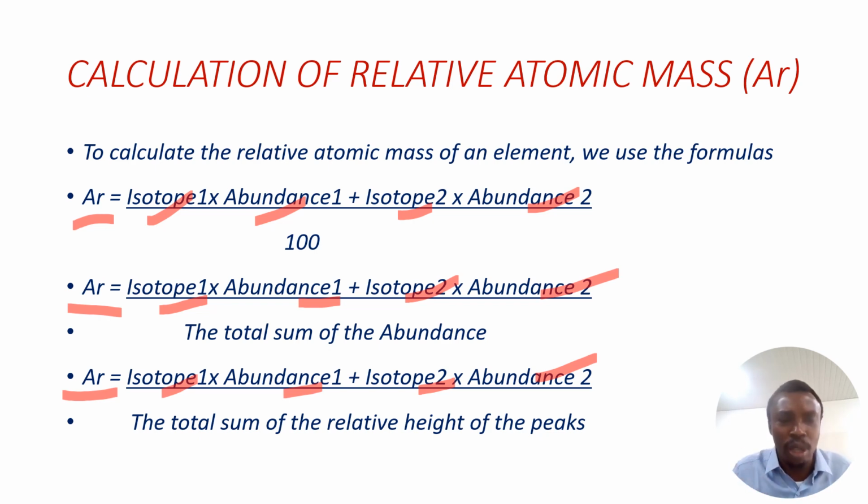So you say isotope 1 times abundance 1 plus isotope 2 times abundance 2 plus isotope 3 times abundance 3 plus isotope 4 times abundance 4 plus isotope 5 times abundance 5 divided by what? The total sum of the relative height of the peak, or the total sum of the abundance. Once you use the formula correctly, you get your right answer. All you have to do is to interpret the mass spectrum very, very well. You get the abundance, you get the isotope, then you can easily calculate the atomic mass, which is the relative atomic mass.